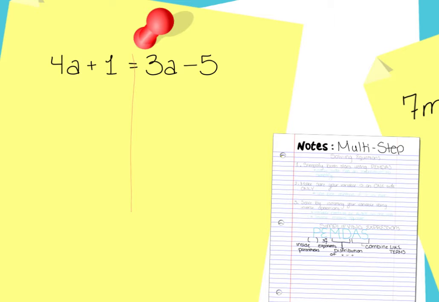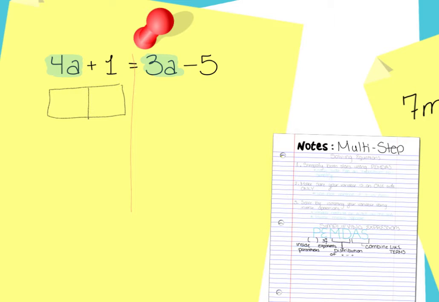So step 2 says make sure your variables are on one side, and they are not. So if we notice, we can see that the 4a is on the left and the 3a is on the right. They are not on the same side, but I want them on the same side, so I'm going to go ahead and use the box method. So my variables I will put on the left. There are 2 of them, so I'm going to make sure that I do 2 boxes on the left. And then my positive 1 and negative 5 are the other numbers that will go on the other side.